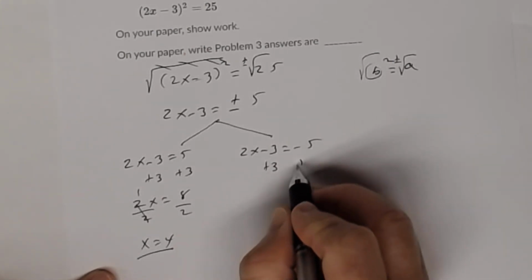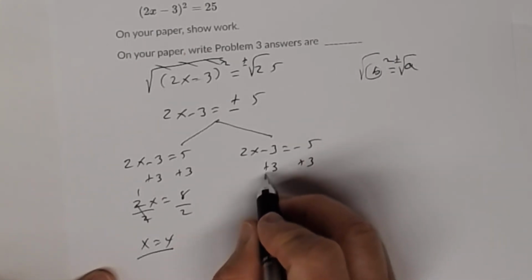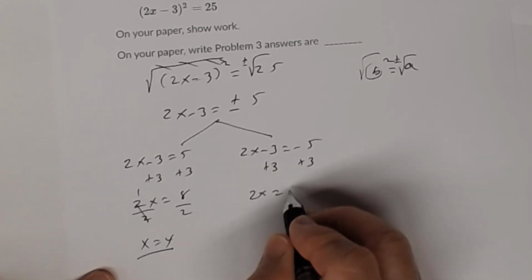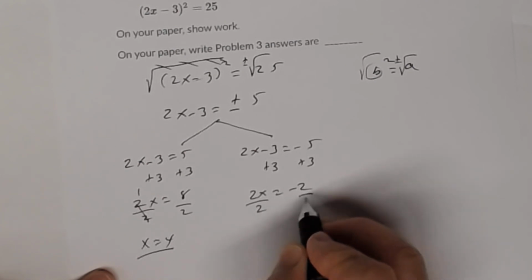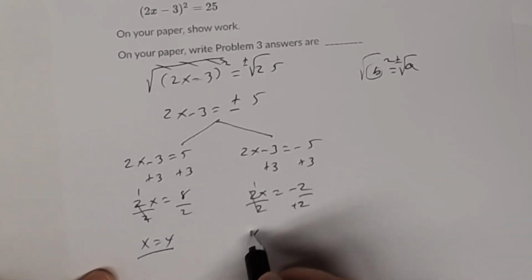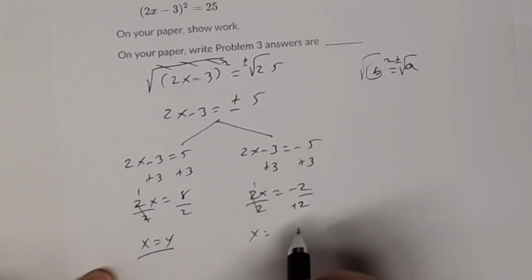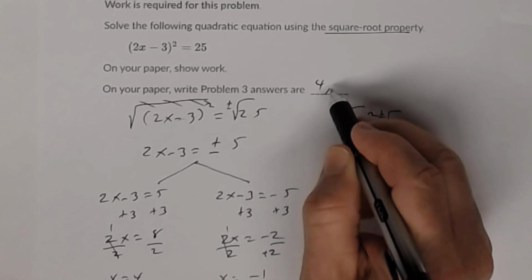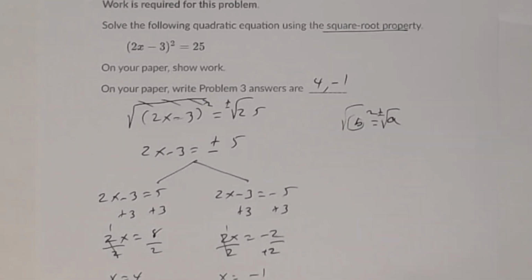Over here, adding 3 to both sides and then combining like terms, I get 2x equals a negative 5 and 3 is a negative 2. Divide both sides by positive 2. I get x equals a negative 2 divided by positive 2, which is a negative 1. So there are your solutions. So your solutions are 4 and a negative 1.